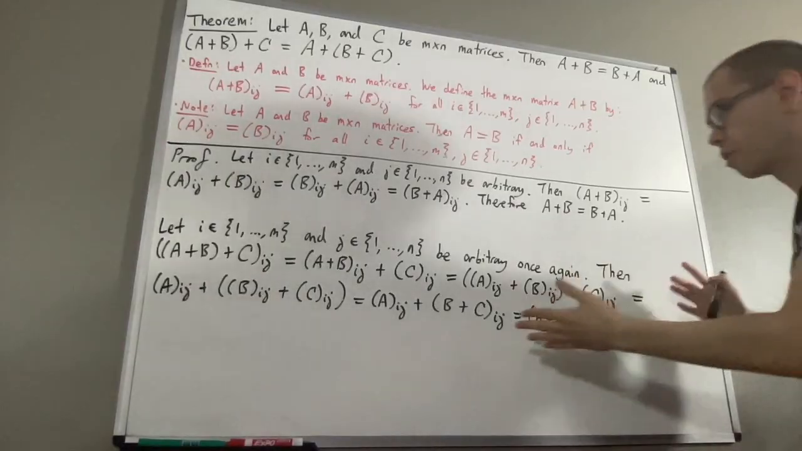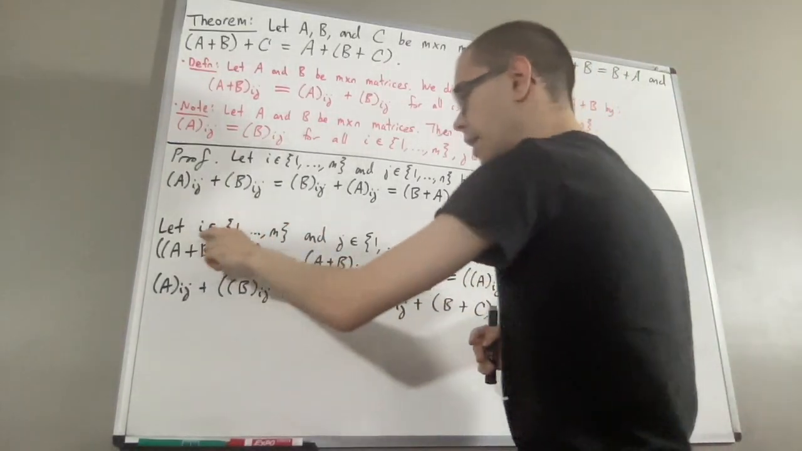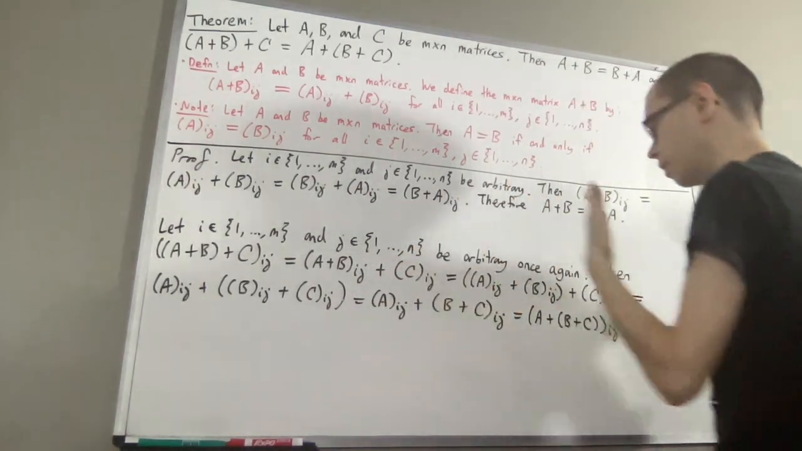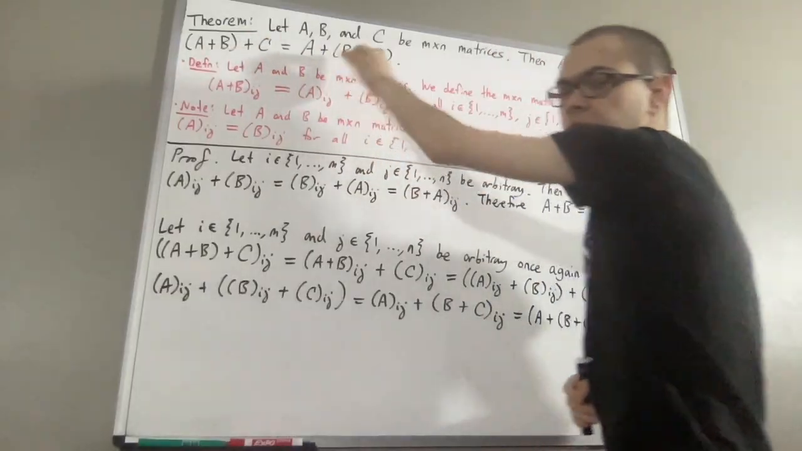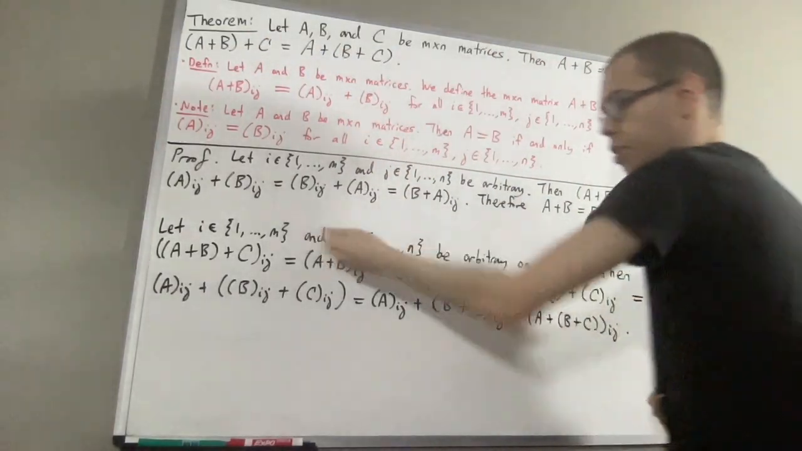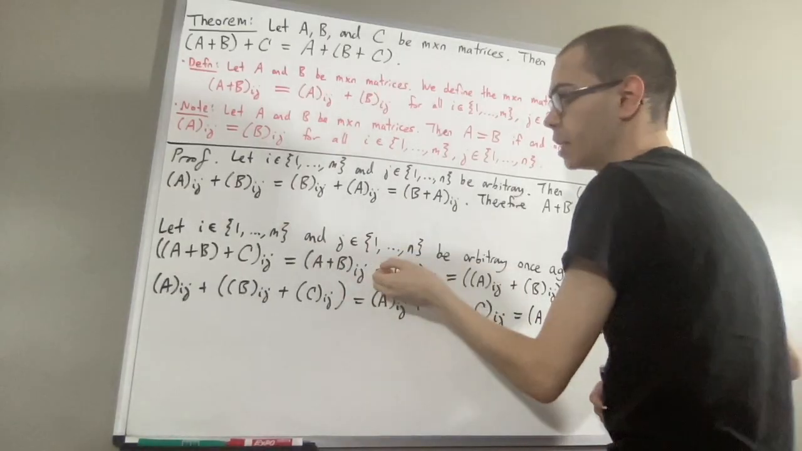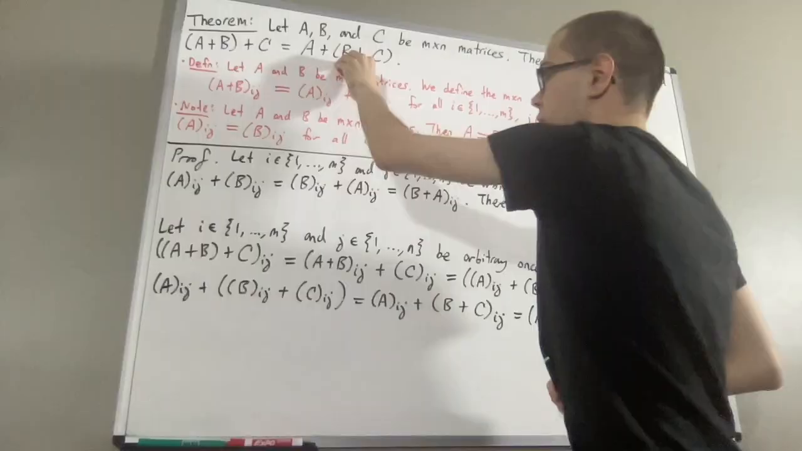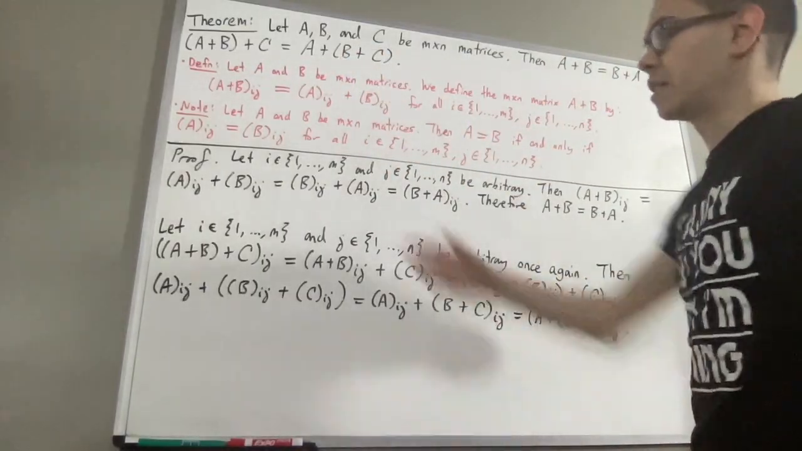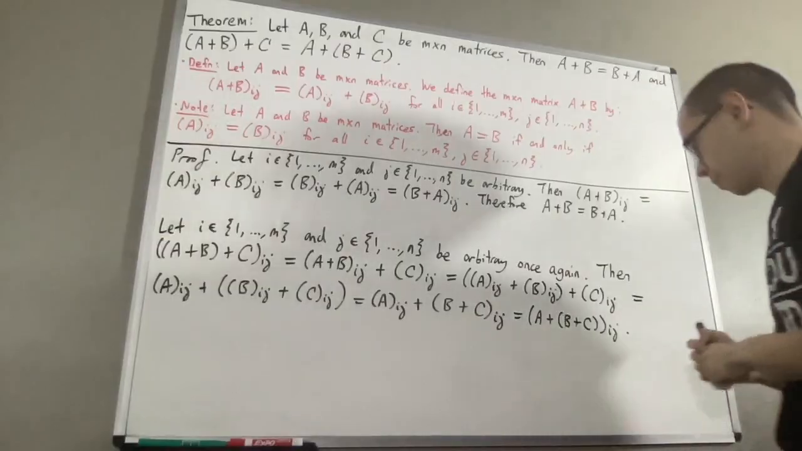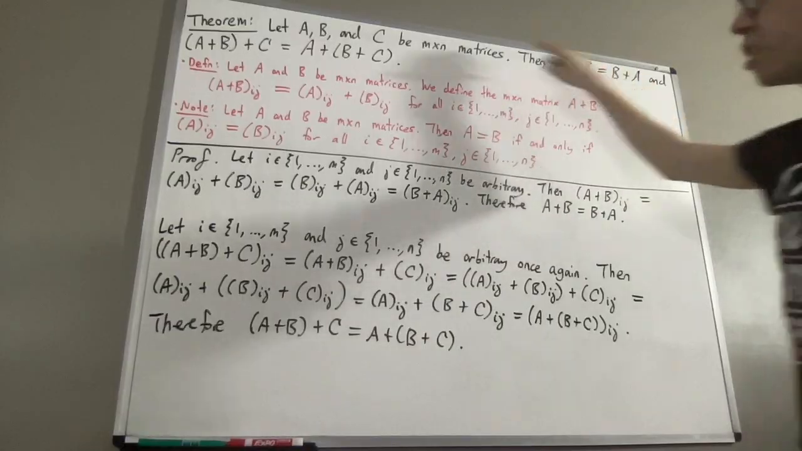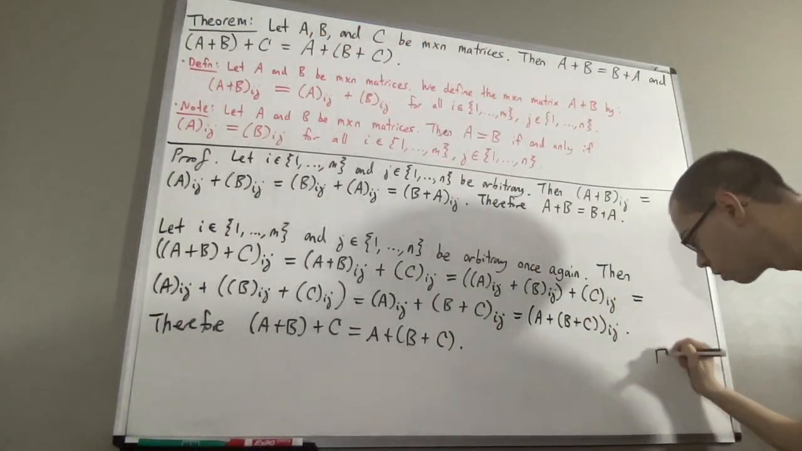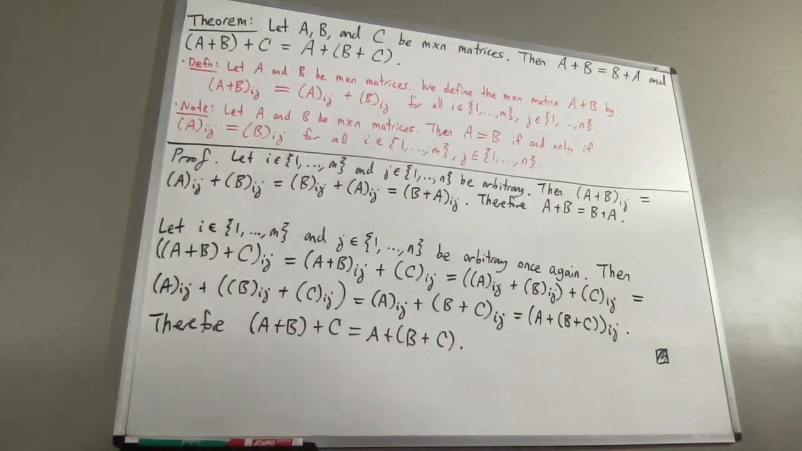And so what have we shown here? We have shown, given arbitrary i and j, this equality shows that the ij entry of this matrix is equal to the ij entry of this matrix. So since i and j were arbitrary, we have proven for all i and j, the ij entry of this matrix is equal to the ij entry of this matrix. And that means that we have proven that the two matrices are equal. And so we have proven these two equalities. So this completes the proof. And so yeah, that's pretty much it for this video.